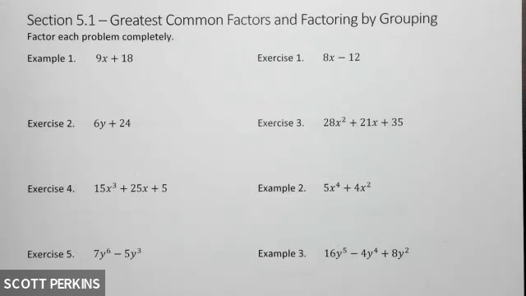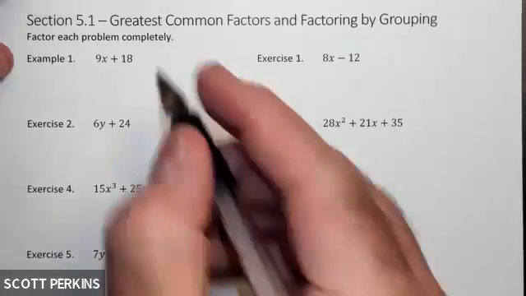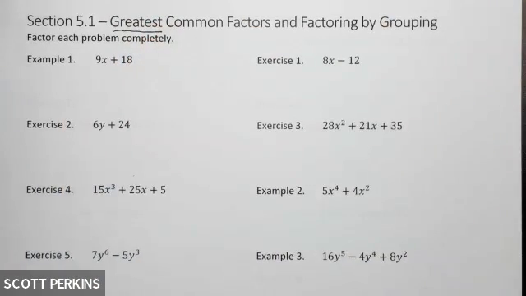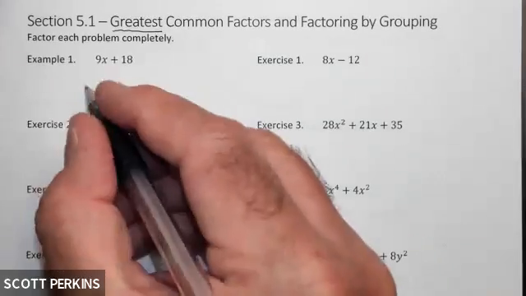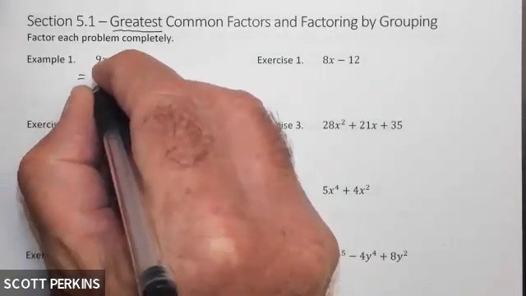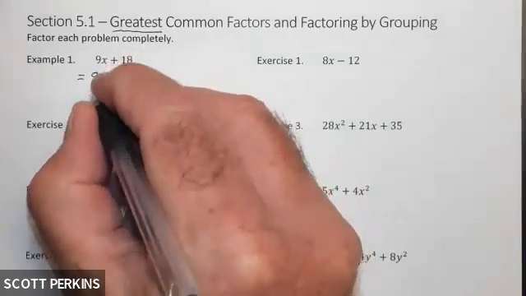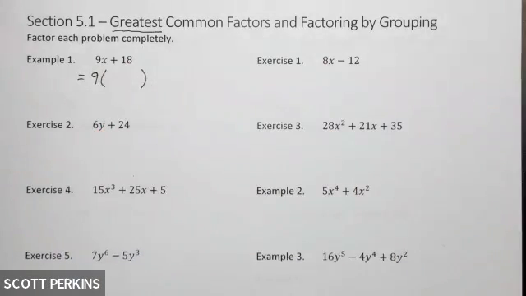Now you might say 3. Could I do 3? I'll talk about that in just a minute. But we are always going to be looking for the greatest common factor, so the biggest thing that they share. So we're going to factor out the 9. Now, all factoring is like undistributing, if you want to think of it like that. And so my thought process goes like this. I'm factoring that 9 out.